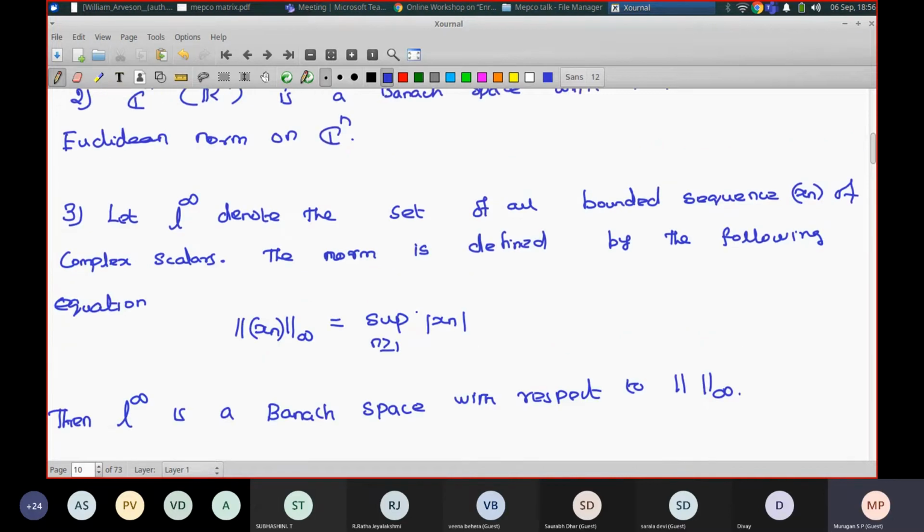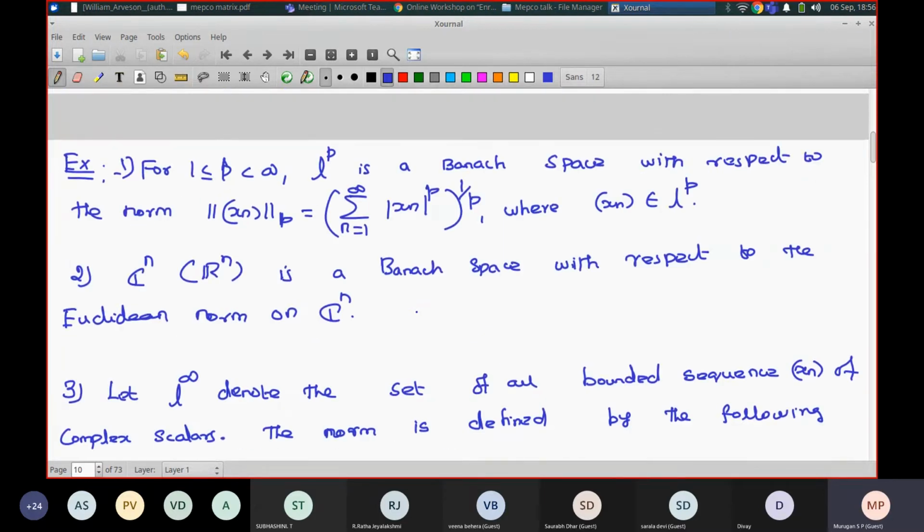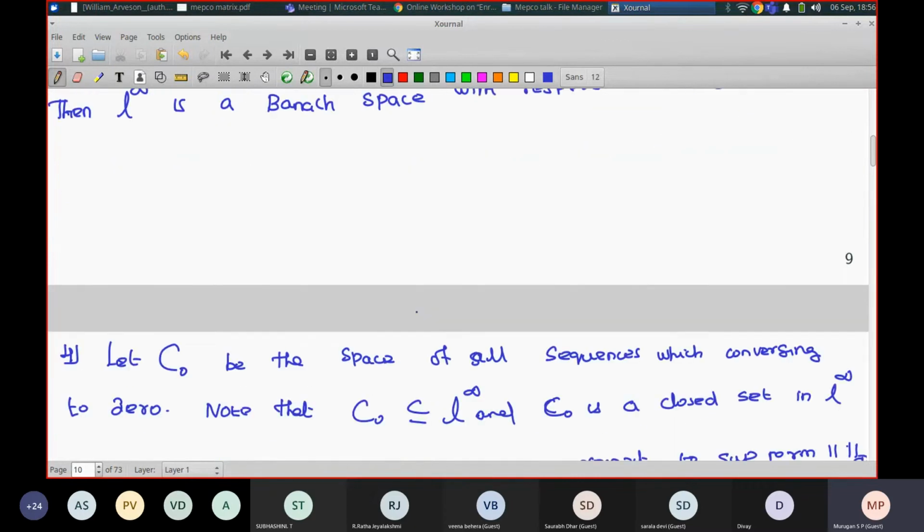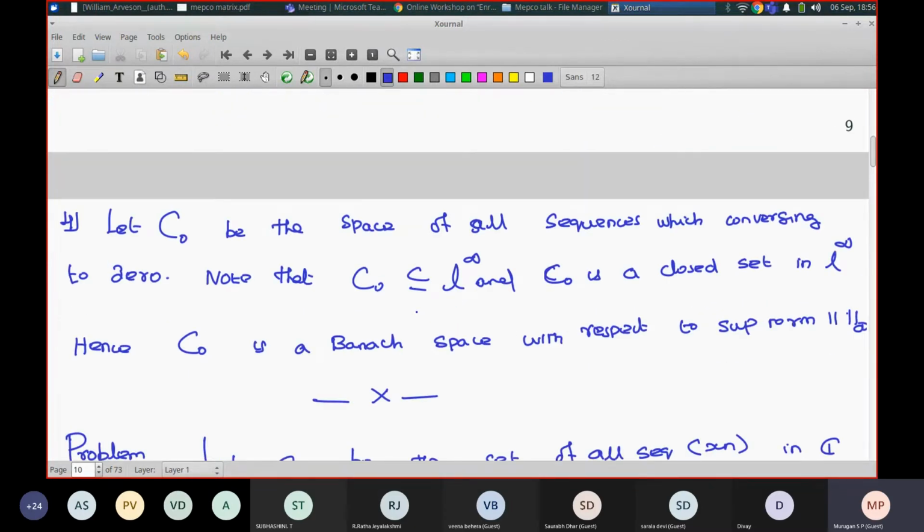You can see these exercises in some standard books. These examples, you can see the proof also. Fine. The second one is, let c_0 be the space of all sequences converging to 0. You can consider the set of all sequences which converge to 0 only. Note that any convergent sequence is bounded, so c_0 is sitting inside l infinity, and you can easily show that c_0 is a closed set in l infinity.